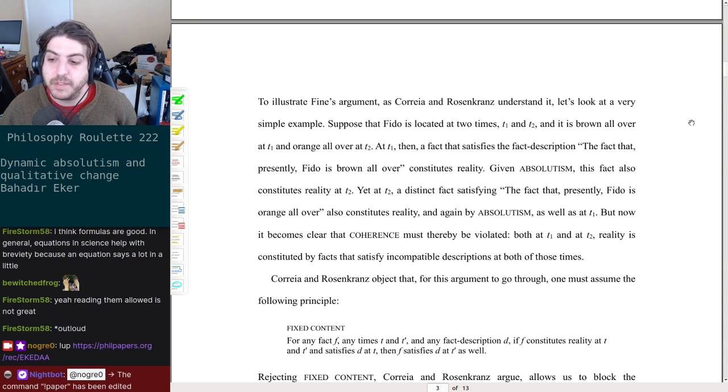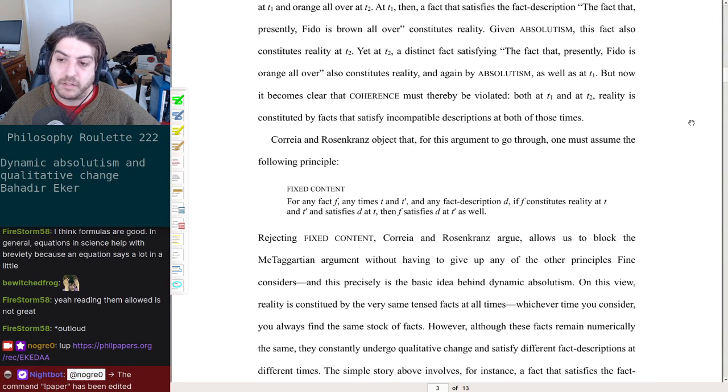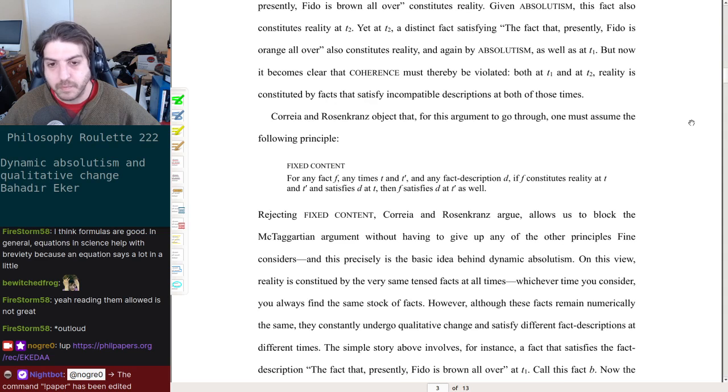Given absolutism, this fact also constitutes reality at t2. Yet at t2, a distinct fact saying that presently Fido is orange all over also constitutes reality, again by absolutism, as well as at t1. But now it becomes clear that coherence must thereby be violated. Both at t1 and at t2, reality is constituted by facts that satisfy incompatible descriptions. So the dog can't be both orange and brown, always.